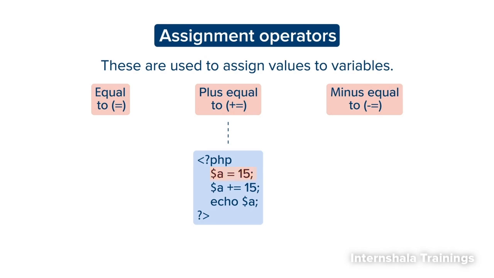That is because first, the $a variable is assigned the value 15. Then, the plus equal to operator will add 15 to the existing value of $a. This means 15 will be added to 15 and 30 will be printed. This statement can also be written as a is equal to a plus 15.